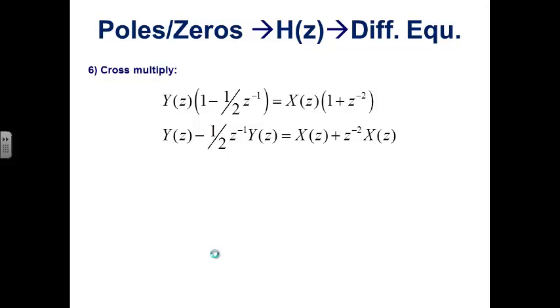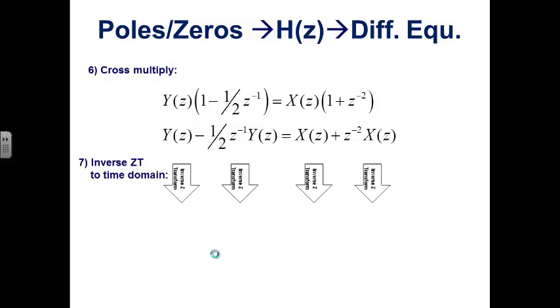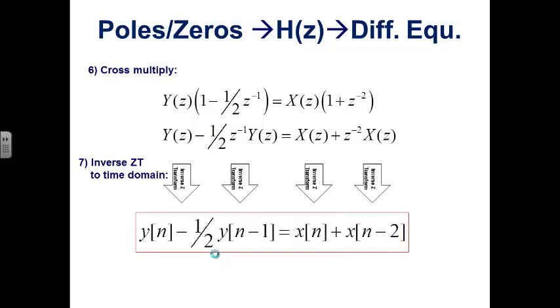Now take this and inverse z transform using the delay property. The Y of z becomes y of n. Minus 1/2 z to the minus 1 times Y of z becomes minus 1/2 y of n minus 1. X of z comes down here, and z to the minus 2 times X of z transforms to x of n minus 2. And that's the difference equation.